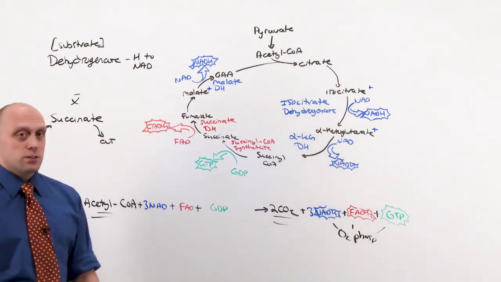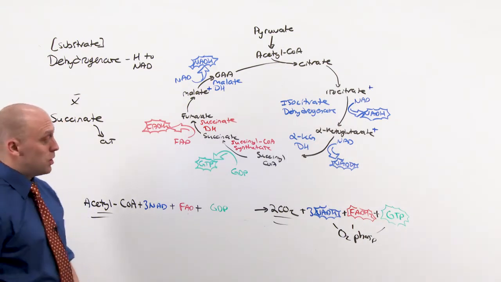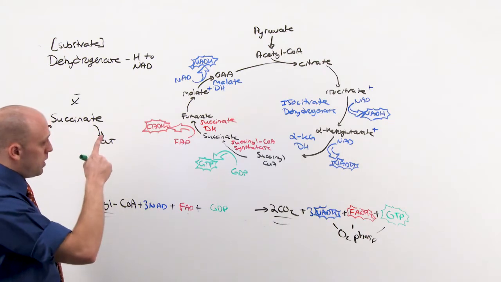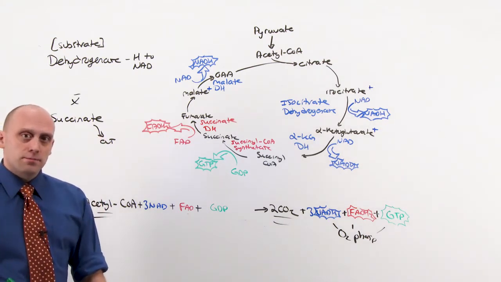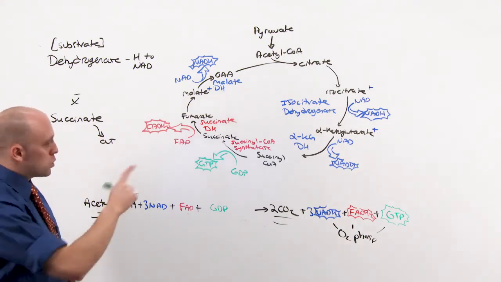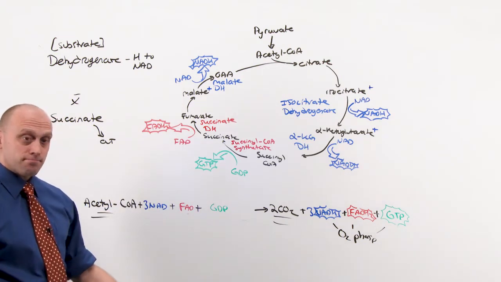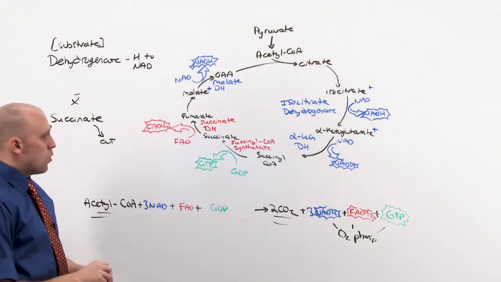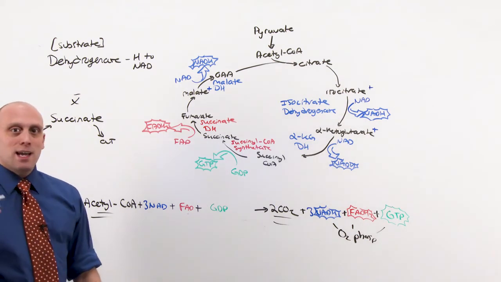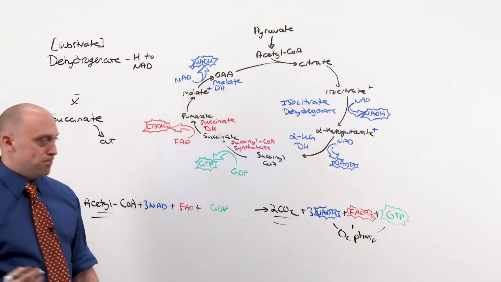That went a lot faster than expected. All you have to know is the substrates along the way, and this isn't so bad. As long as you remember which ones are the dehydrogenase steps, and that succinate's a little different. The big part about this is what the energy count is.